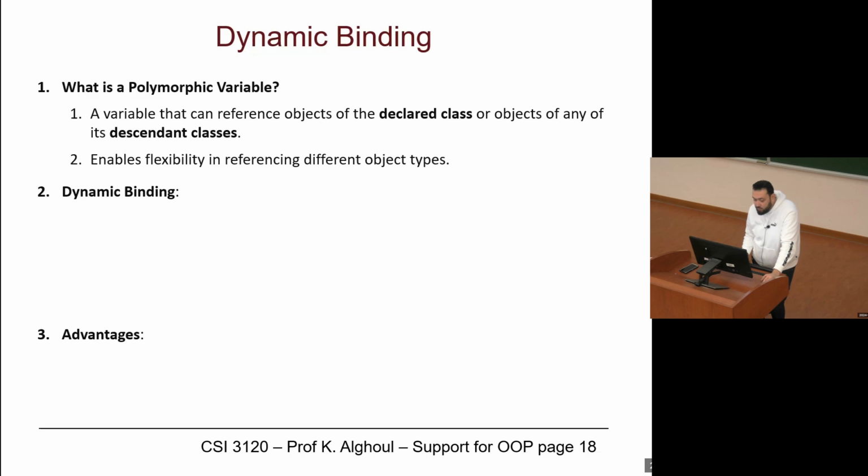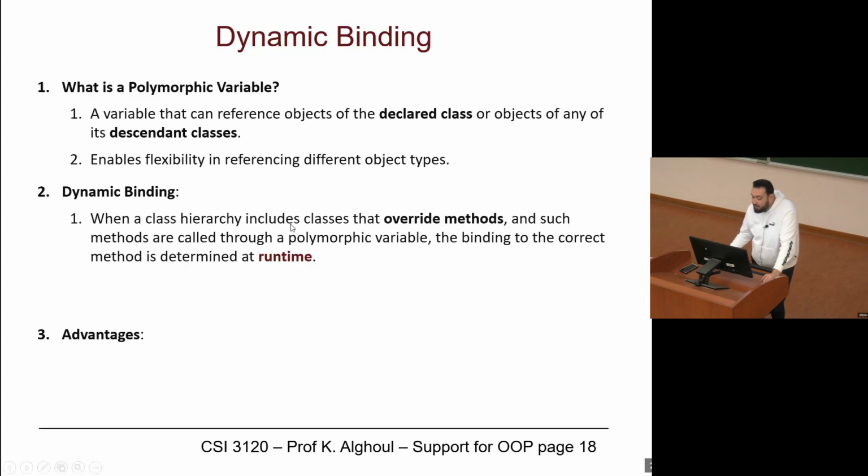Now, dynamic binding is what? When a class hierarchy includes classes that override methods. So as we said, you'll have a method in the parent class, and if you're calling the same exact method name, your subclass is going to automatically override it. Correct? And then some other times, like Kevin mentioned, for example, we're going to have virtual methods.